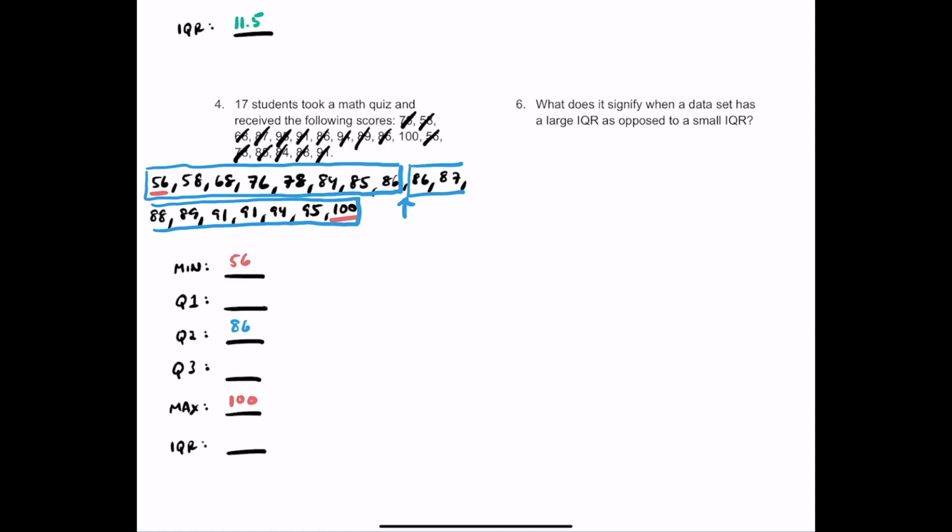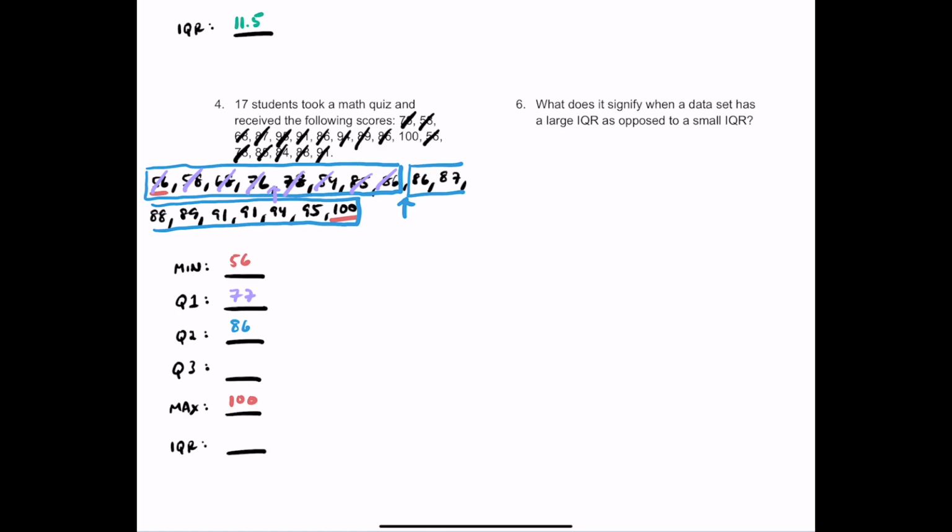Okay. Now to figure out who did in the bottom 25%, let's go ahead and cut these in half to find the middle. 3 on each side. What's between 76 and 78? That's 77, right? So if you did worse than 77, you're in the bottom 25% of the class. But if you did better than that, you're in the top 75% of the class. You have to go in between those.